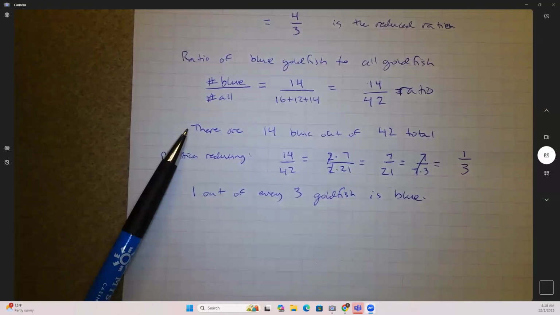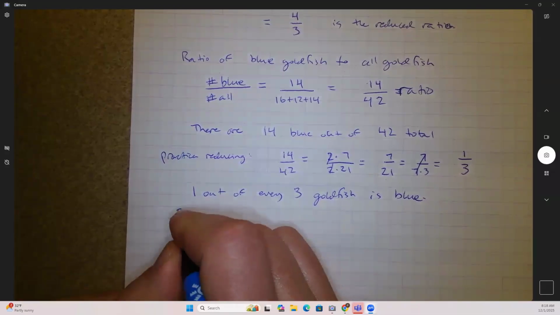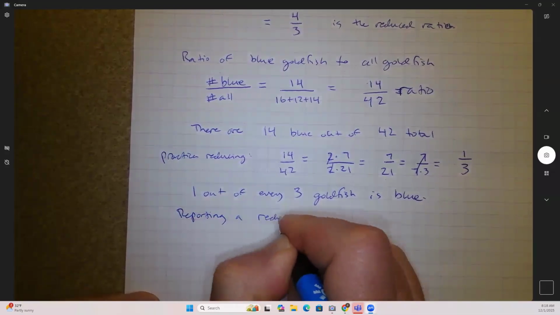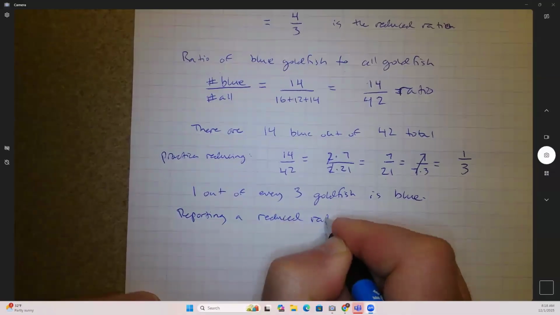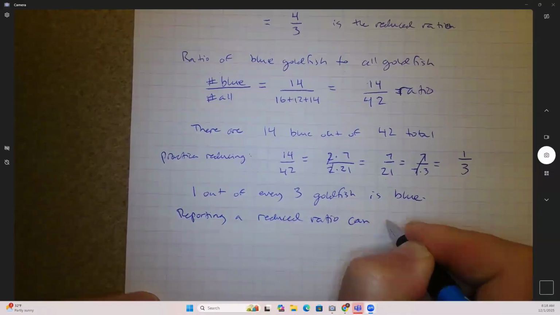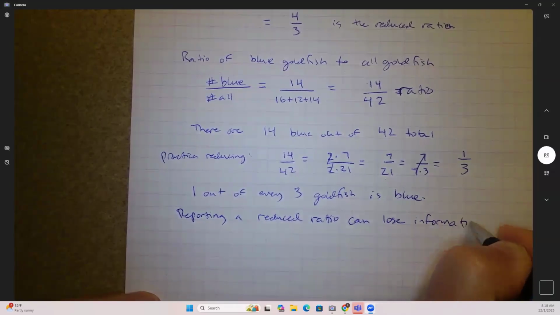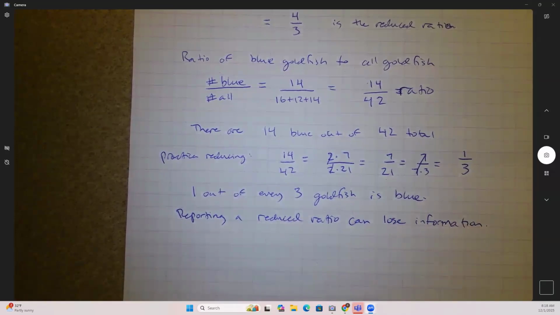As opposed to this statement here, there are 14 blue out of 42 total. That tells me the ratio and also the quantity. So reporting a reduced ratio can lose information. And maybe that information isn't that important. Maybe you just care what the ratio is.